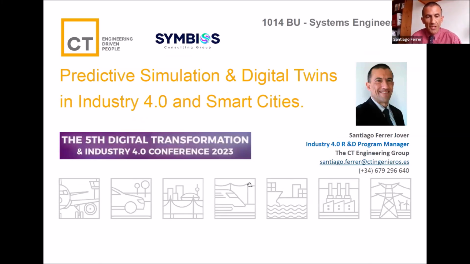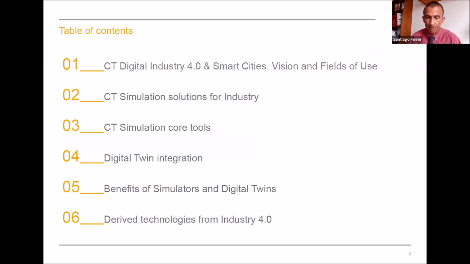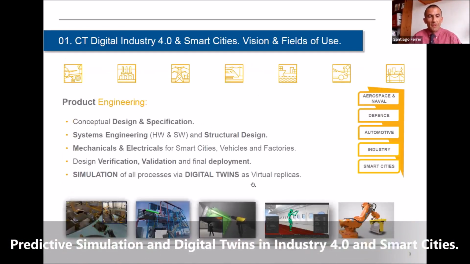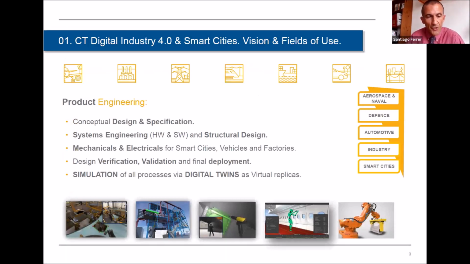So we are going to follow this index, starting with a general vision and fields of use of digitalization applied to industry, the performance of simulations and its core tools, the link to the digital twins, its benefits, and finally, some new technologies derived from them. So let's start. Our first thoughts regarding digitalization go to industry and manufacturing in particular. It's a really good starting point, but not the only one, as we'll see in a few minutes.